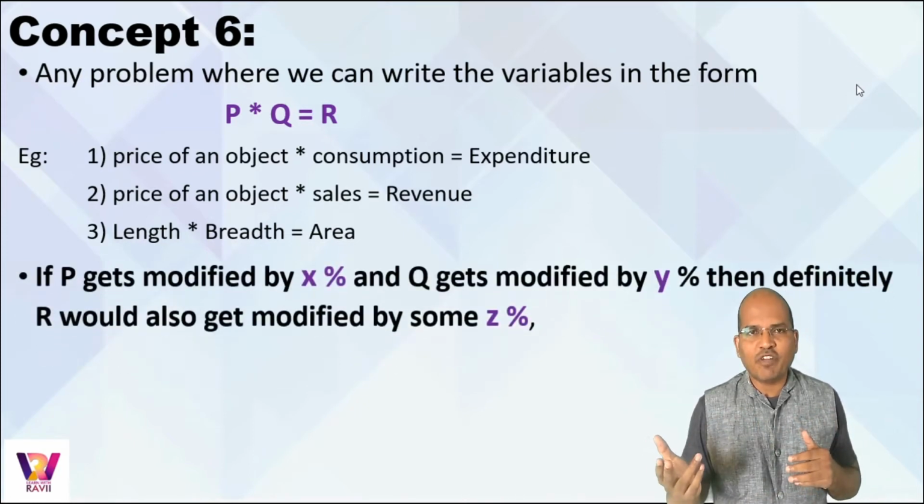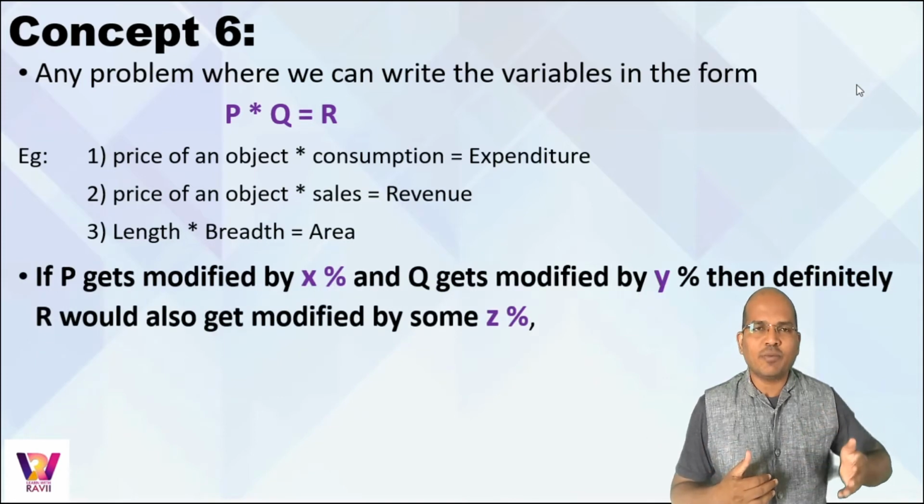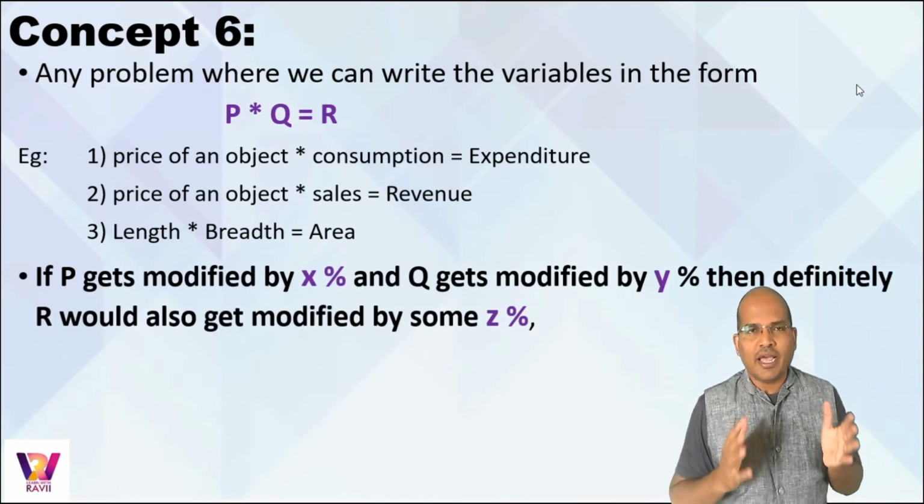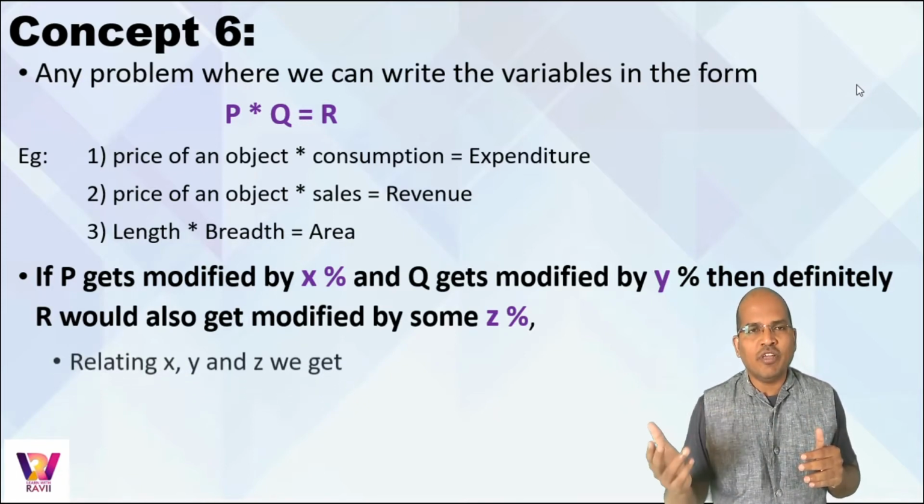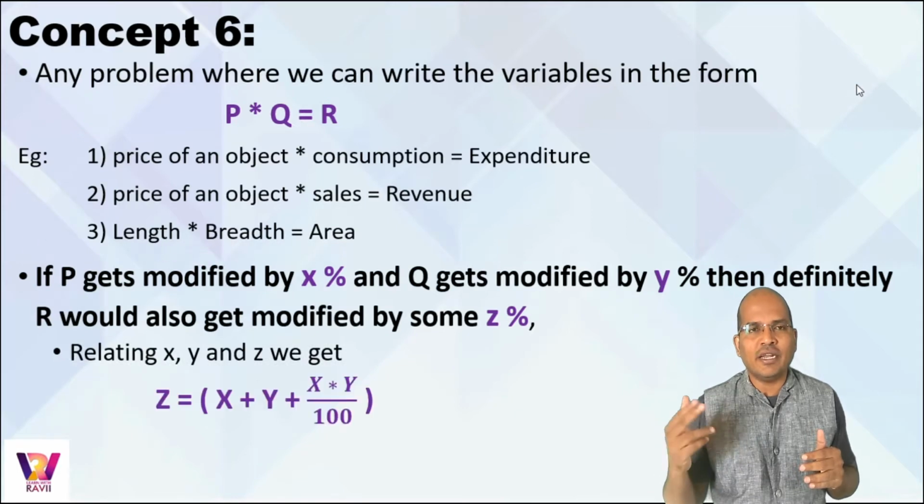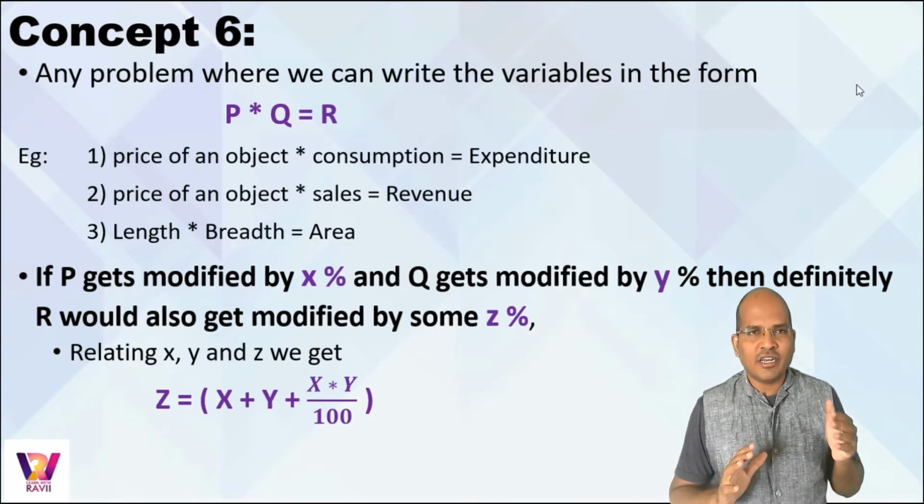So if P gets modified by X percentage and Q gets modified by Y percentage, as they get multiplied, then definitely R will also get modified by some percentage, isn't it? So we can relate the values of X, Y and Z as Z equals X plus Y plus XY upon 100. If the modification is an increase, it's a positive value. If the modification is a decrease, then it's a negative value. Nothing more than that. So let's learn the concept with some examples.